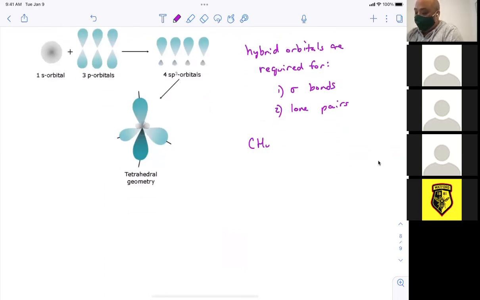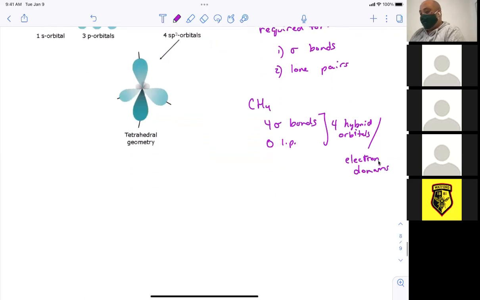So for example, CH4 has 4 sigma bonds and 0 lone pairs. So it needs 4 hybrid orbitals, which we could also think of as electron domains, because you'll see the connection between those. The way you figure out what hybrid orbitals you need, I do it this way. Here are all the available orbitals to hybridize. If I need 4, I take the first 4 available, the lowest energy 4 available. So if I need 4, it's a hybridization of sp3.